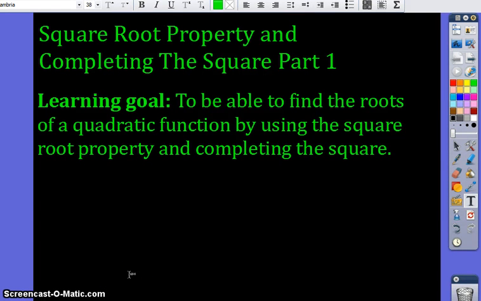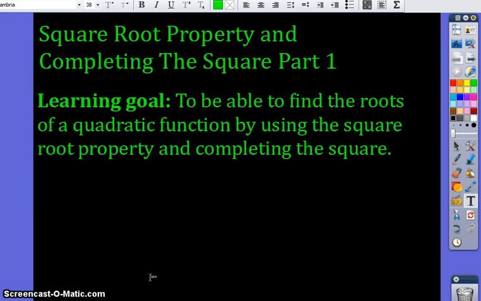Welcome to another edition of Algebra 2 with Mr. Peterson. Today we'll be looking at the square root property and completing the square. Your learning goal today is that you should be able to find the roots of a quadratic equation by either using the square root property or completing the square.